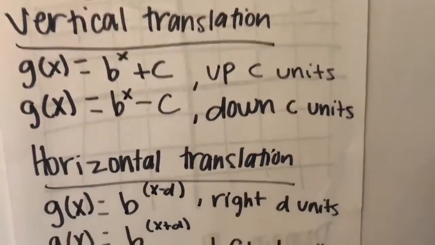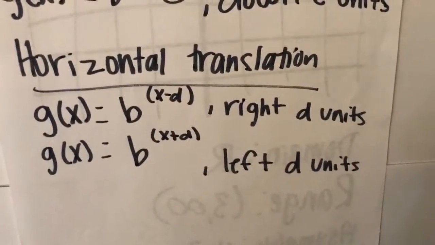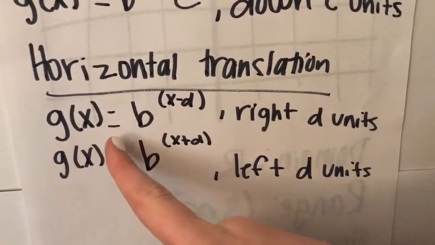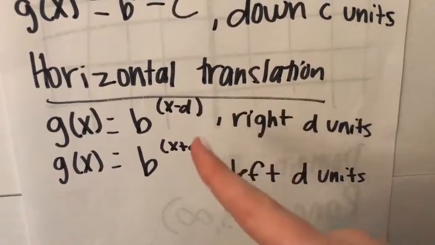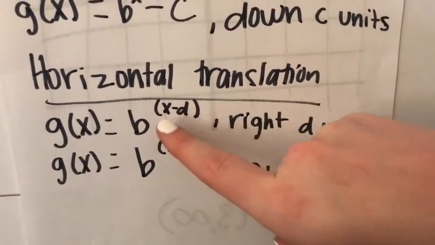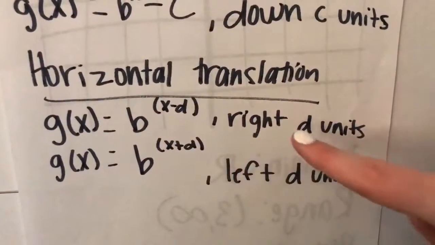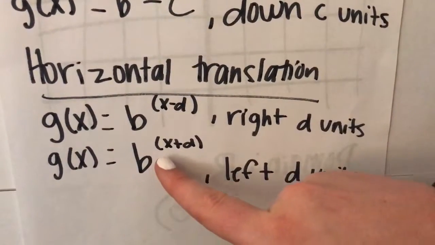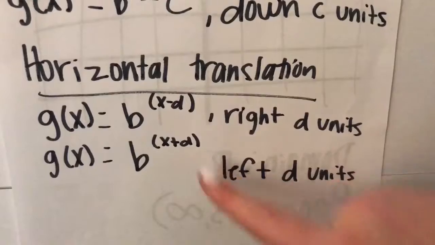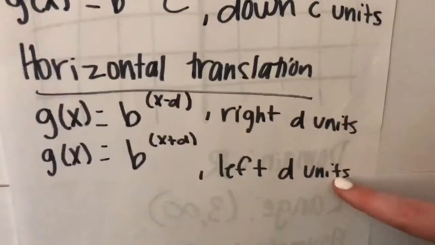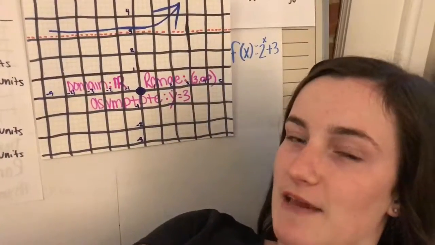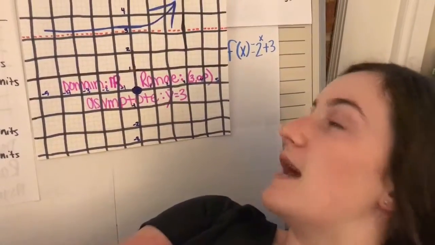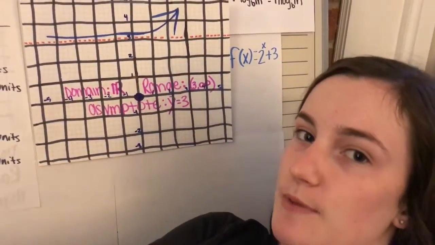And when you have a subtraction symbol, that shows you that you're going to go down on the y-axis so many times. With the horizontal translations, when you're given g of x is equal to b to the x minus d, when you're given an x minus d, you're going to go right however many d is. And when you're given x plus d, you're going to go left d units. So our equation given for this line is f of x equals 2 to the x plus 3.